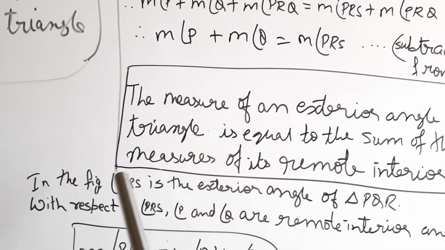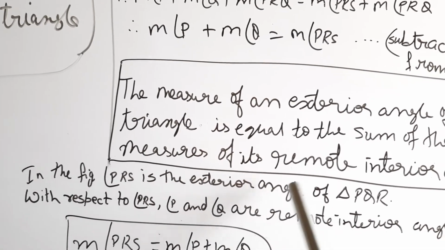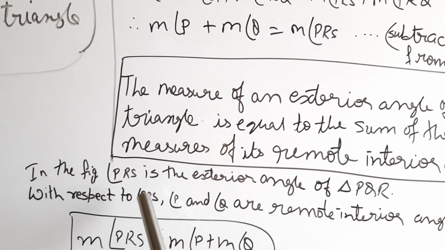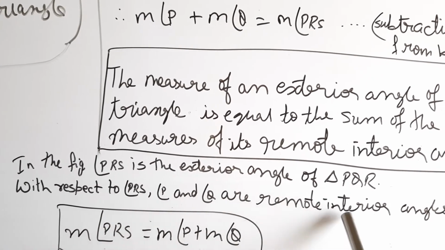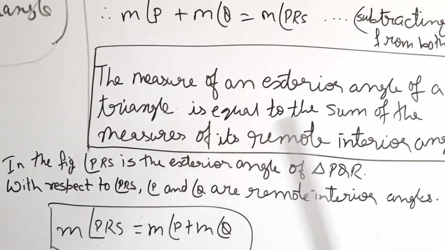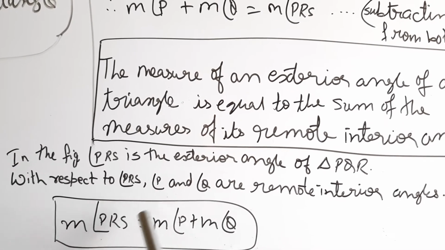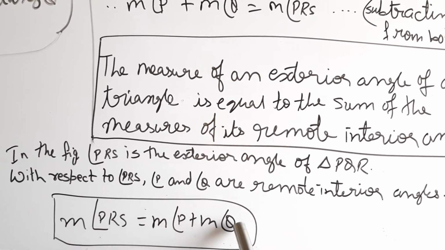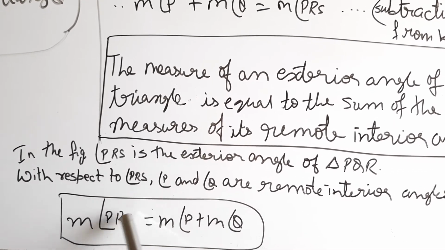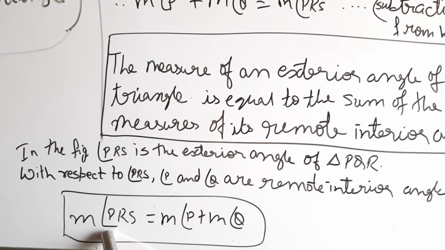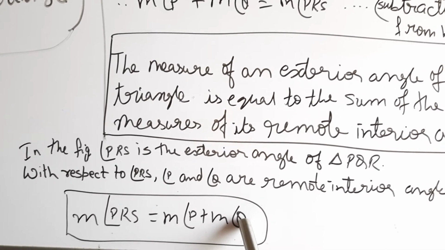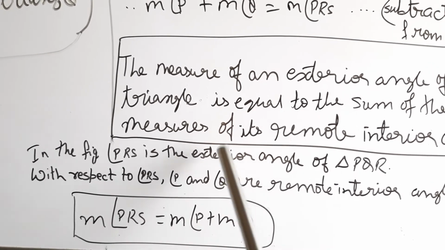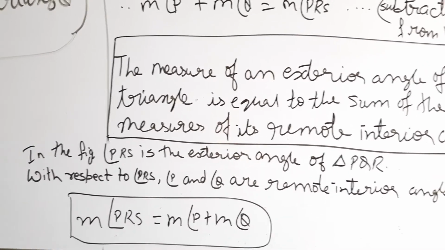So in the figure, angle PRS is the exterior angle of triangle PQR. With respect to angle PRS, angle P and angle Q are remote interior angles. Therefore, measure angle PRS is equal to measure angle P plus measure angle Q. So this is the exterior angle of triangle PQR, and these two are remote interior angles of triangle PQR. Based on this, children, we will solve the sums.